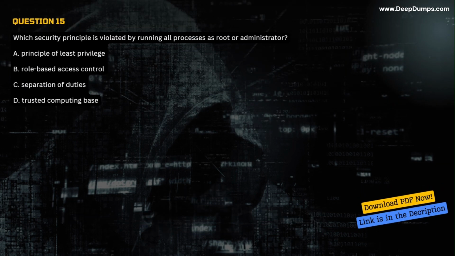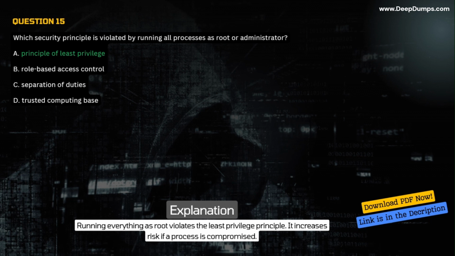Question 15. Which security principle is violated by running all processes as root or administrator? A. Principle of least privilege. B. Role-based access control. C. Separation of duties. D. Trusted computing base. Correct answer A. Principle of least privilege. Explanation. Running everything as root violates the least privilege principle. It increases risk if a process is compromised.